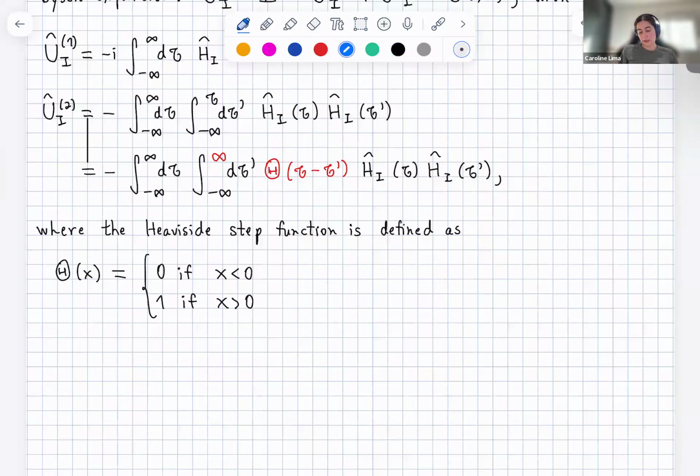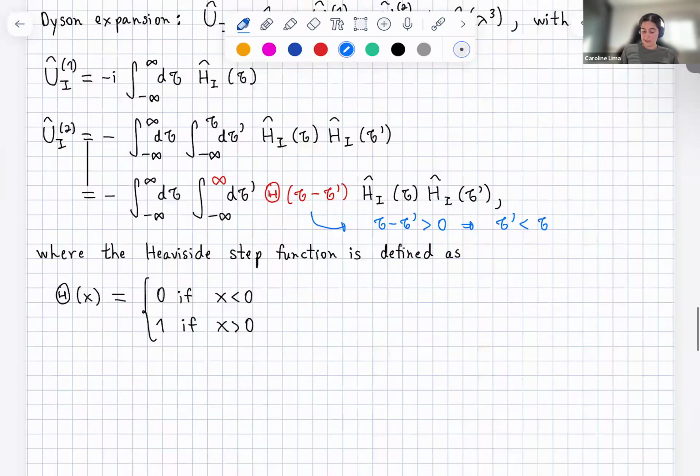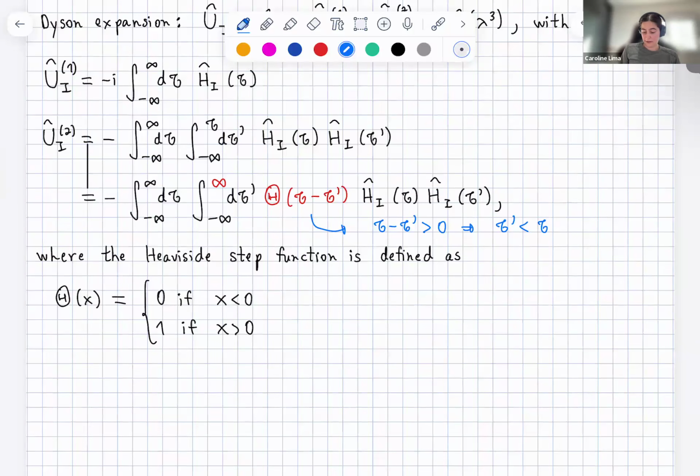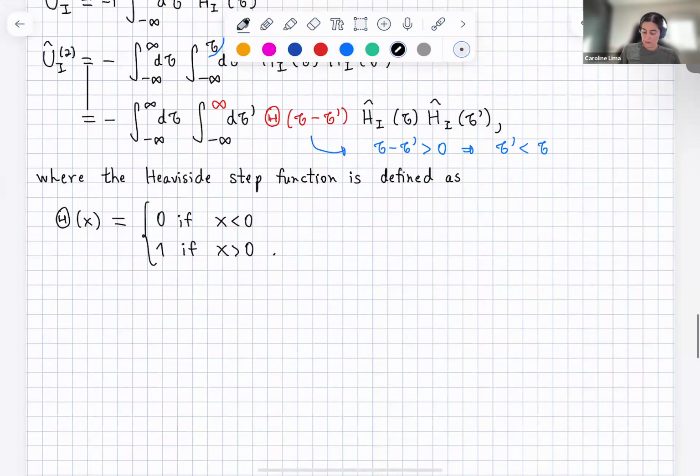Here what I'm saying is basically that this Heaviside, when I have tau minus tau prime greater than 0, means that tau prime is smaller than tau, which is exactly what we had here. We're going to integrate from minus infinity to tau, right? So I'm just rewriting exactly the same thing. Please let me know if you have any questions, or if I'm going too fast.